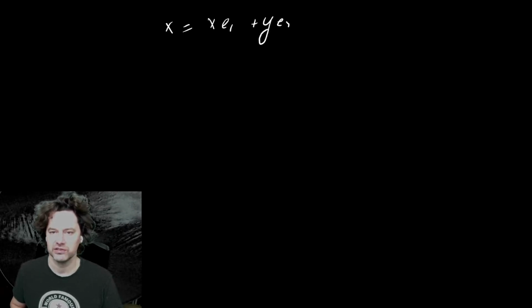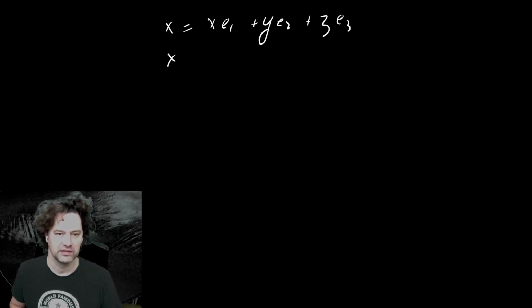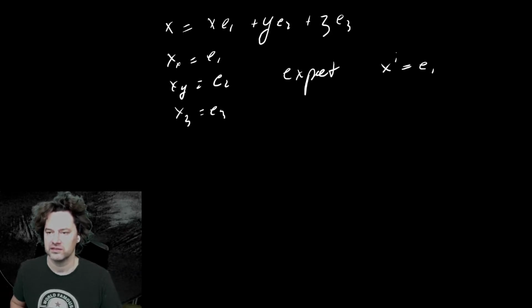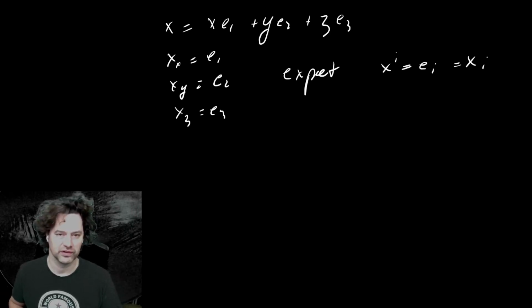So let's start. I guess the simplest parameterization that we can think of would just be x is x e1 plus y e2 plus z e3. In this case, we have x_x is e1, x_y is e2, and x_z is e3, taking our differentials. So we expect that x^i equals e_i. Let's verify that that's the case.